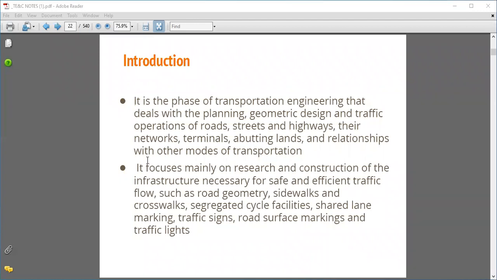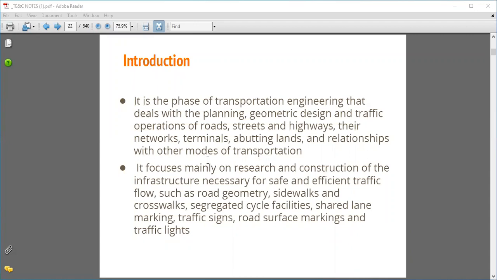After that, it focuses mainly on the research and the construction of the infrastructure necessary for safe and efficient traffic flow, such as road geometry, sidewalks and crosswalks, segregated cycle facilities, shared lane marking, traffic signs, road surface marking, and traffic lights. So while designing or planning the road, all these parameters are related to marking on the road, sidewalks, road geometry, facilities for people walking on the road, facilities for cyclists, markings that are indications on the roads, traffic signs, road surface marking, and traffic lights. These are all very important parameters while designing and planning different types of roads.